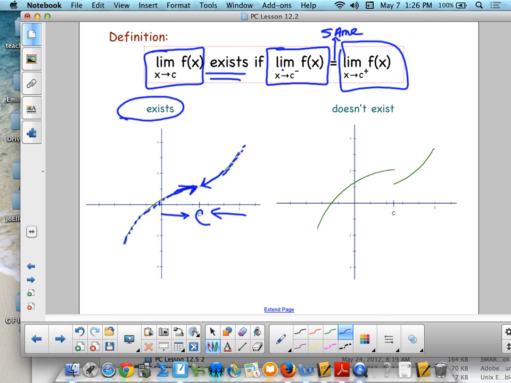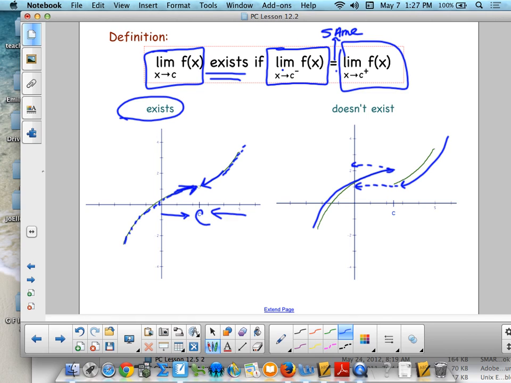Why doesn't it exist over there? It's not continuous. Good answer. I was thinking you were going to say something else. It sorts different ways. From the left, you're approaching what number? Looks like that number. From the right, you're approaching a different number. Doesn't it say they have to be the same number? From the left, from the right, you have to approach the same number. You're not. You're approaching two different numbers.